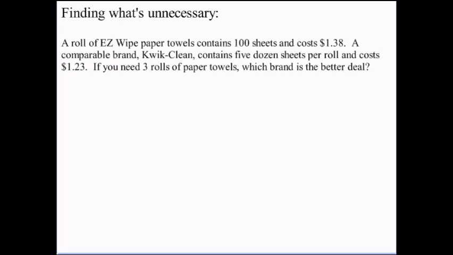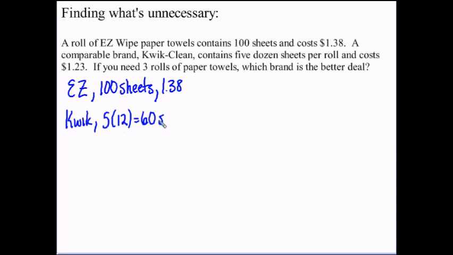Alright, a roll of Easy White paper towels contains 100 sheets that cost $1.38. A comparable brand, Quick Clean, contains 5 dozen sheets per roll and costs $1.23. If you need 3 rolls of paper towels, which brand is better? Alright, so I read that once through. Easy White, so we'll call it Easy, 100 sheets, $1.38. Quick Clean, 5 dozen, 5 times 12, 60 sheets, $1.23. And we need 3 rolls of paper towels. And we want to find out which is the better deal.